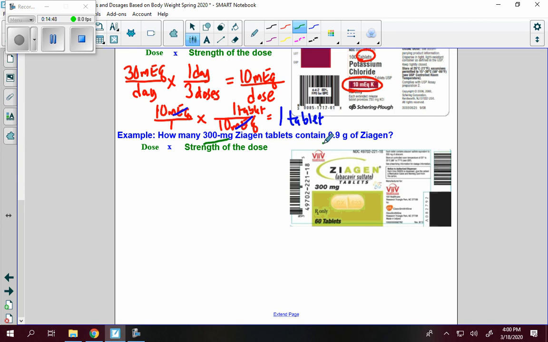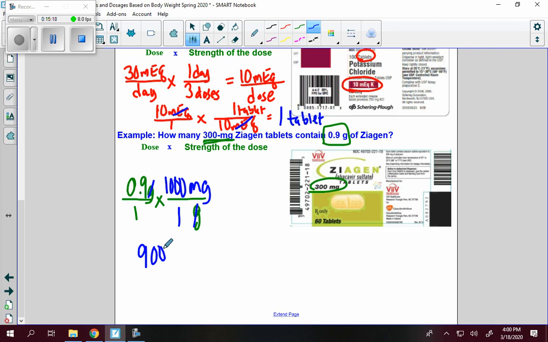Or this dose here would be 0.9 grams. But my strength comes in 300 milligram tablets. So I have to get my grams to equal what my strength is in order to solve this problem. So I have 0.9 grams, and I have to get it into milligrams first. The grams to milligram conversion, remember, is 1 gram is 1,000 milligrams. So therefore, I would need 900 milligrams.